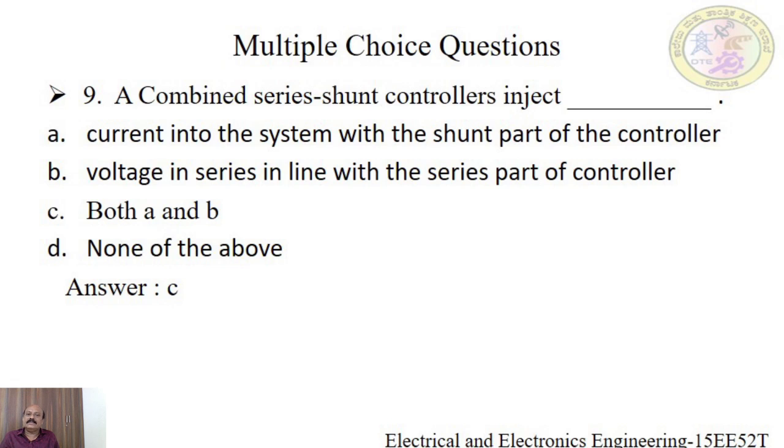Because a combined series shunt controller means it has both series controller as well as shunt controllers. A series controller injects voltage in series in line with the series part of the controller. The main function of the series controller is that. And similarly, a shunt controller injects current into the system with the shunt part of the controller. Therefore, both statements are correct, hence the answer C is correct.